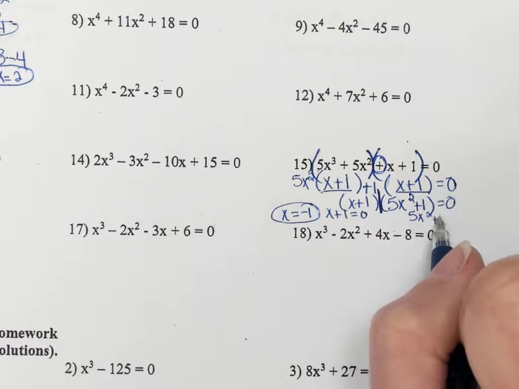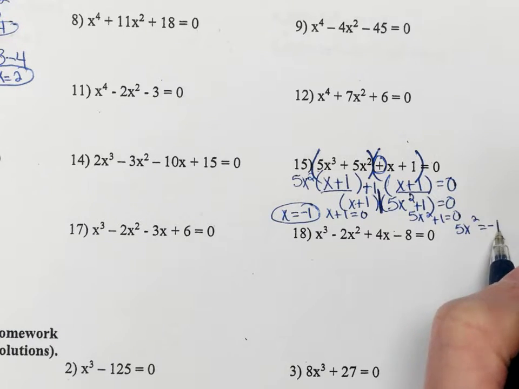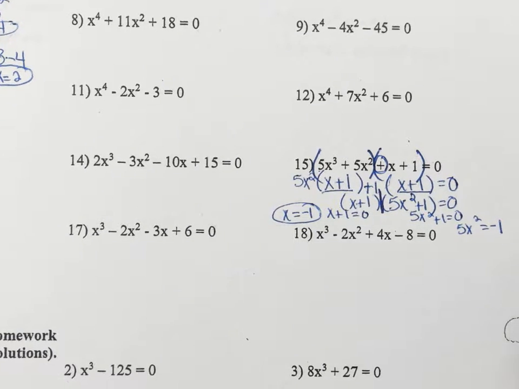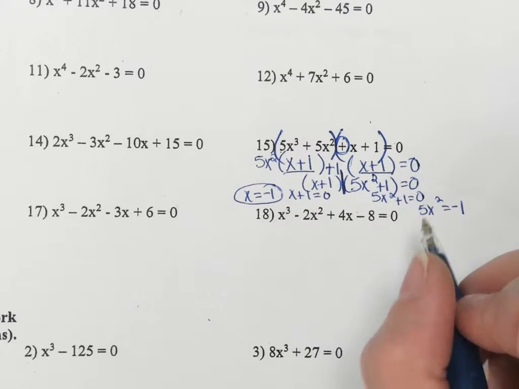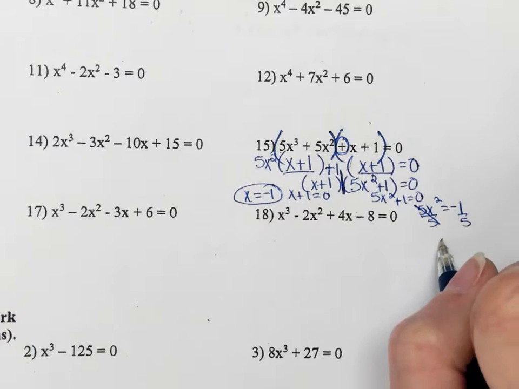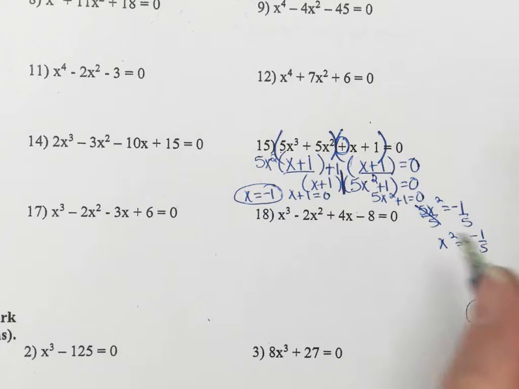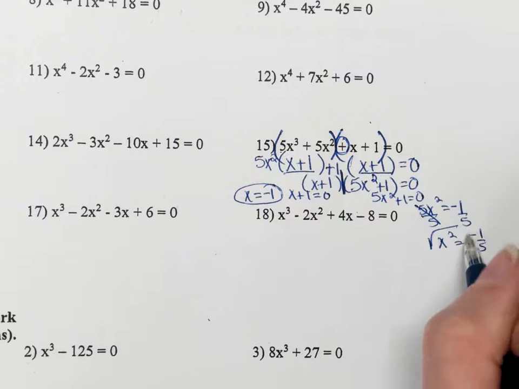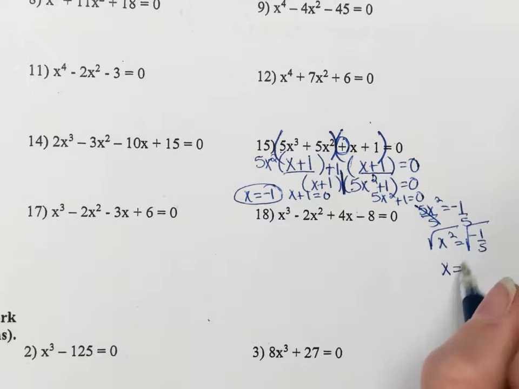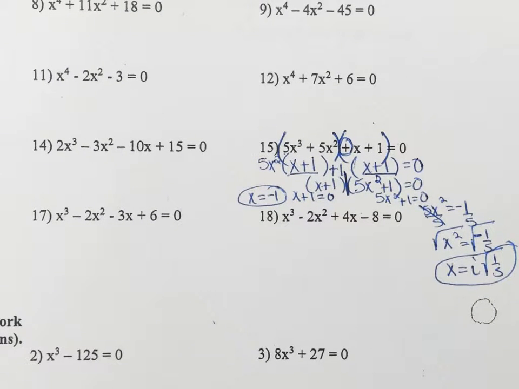5x squared plus 1 equals 0. Subtract the 1. 5x squared equals -1. Then what do I do? Divide by 5. There you go. So x squared equals -1/5. Square root. And x equals, what's the square root of a negative? i square root of 1/5. Get it good? All right, any other ones?